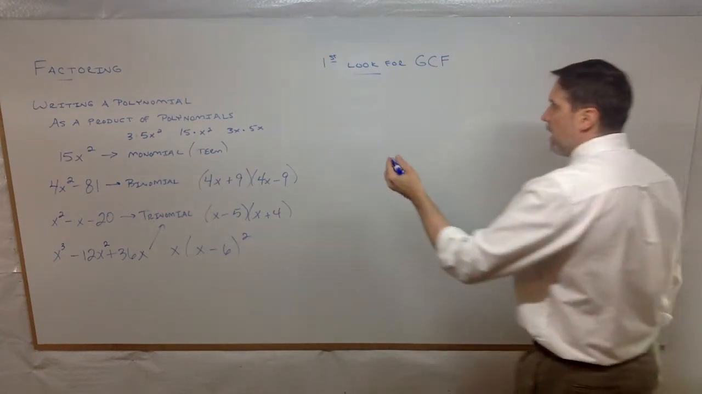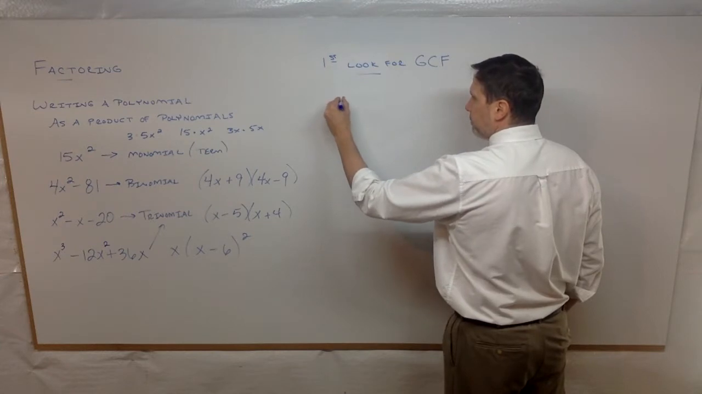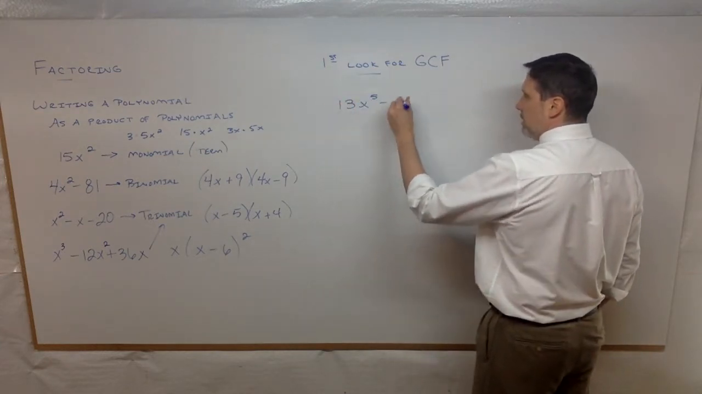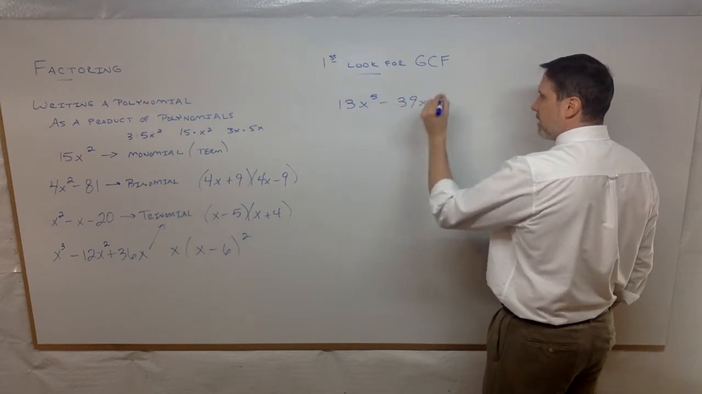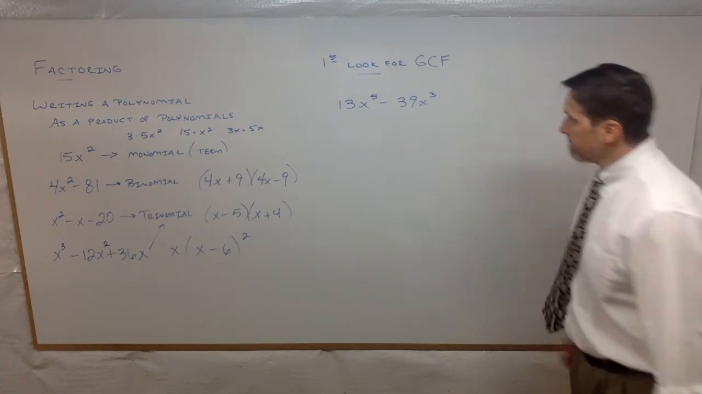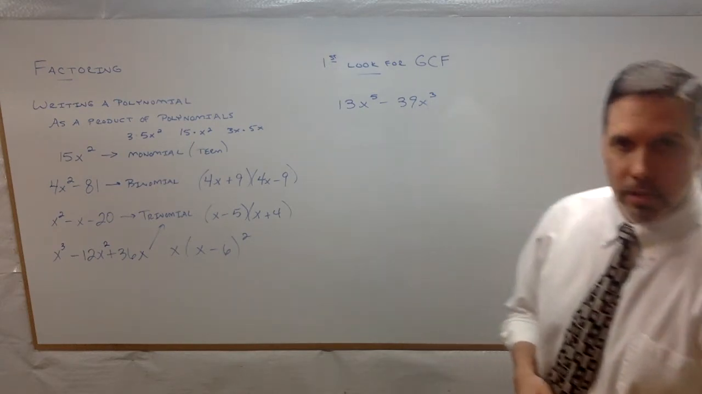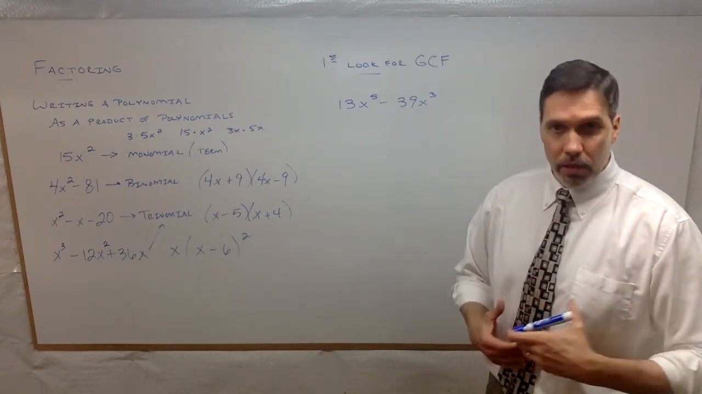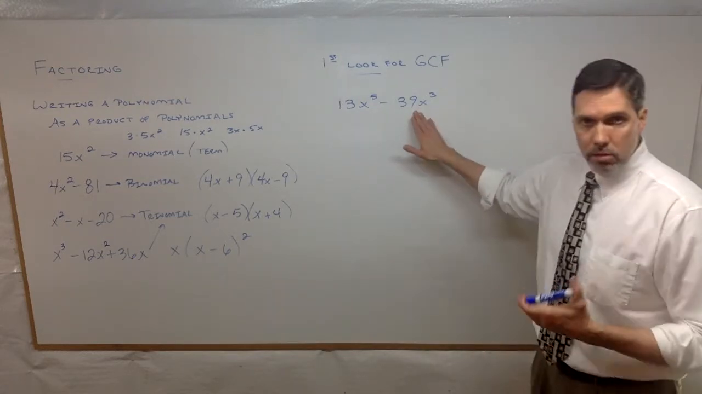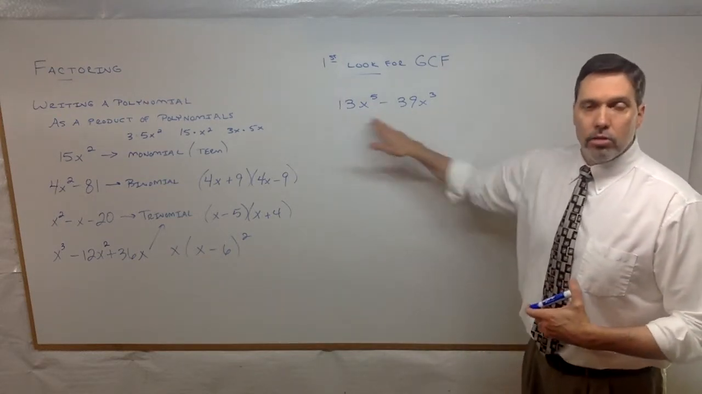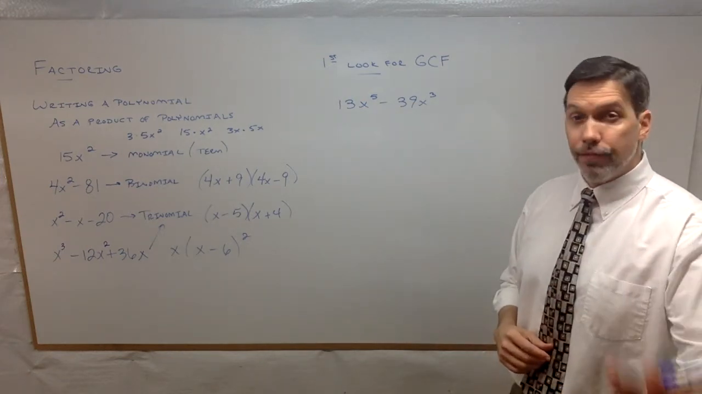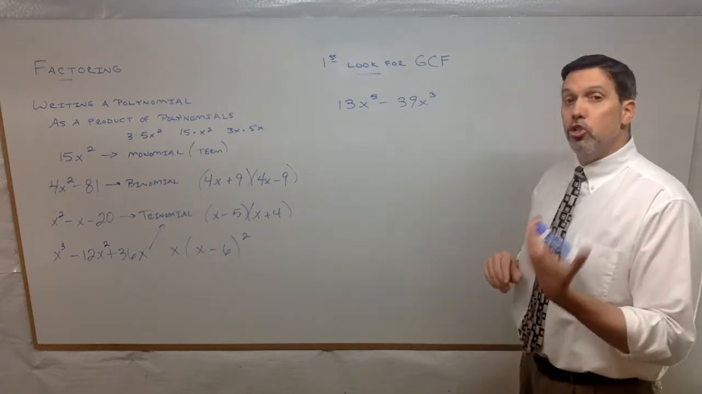So if I had something like, say, 13x to the 5th minus 39x cubed, I said, well, let's factor this. Well, the first thing we're looking for is that greatest common factor. Right? You have two monomials. This is called a binomial. Look at the two terms of this binomial and ask yourself, what's the largest factor that's common to both?